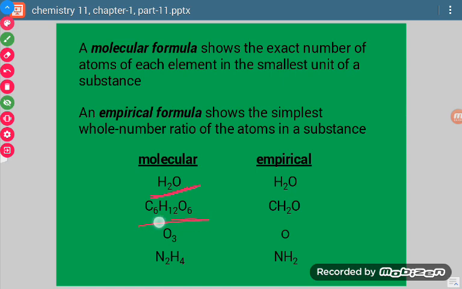If we talk about glucose, then molecular formula will be C6H12O6. Now in C, H and O there is a ratio. So after taking that particular ratio, it comes out to be CH2O. So this becomes the empirical formula. Now in case of O3, it is ozone, the empirical formula is O. In case of N2H4, it comes out to be NH2. So it depends on whether there is a possibility of a particular ratio or not.